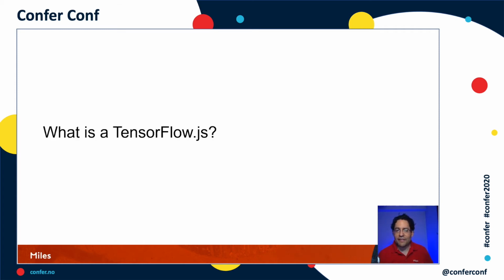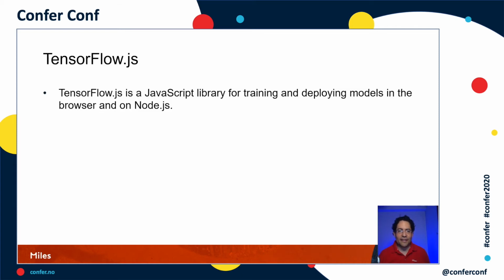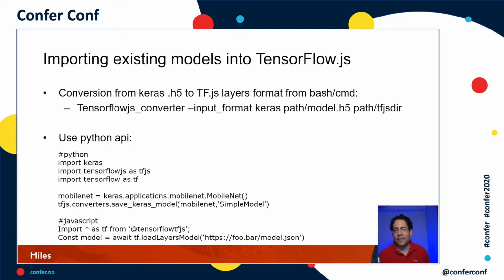But then what is TensorFlow.js? TensorFlow.js is a JavaScript library for training and deploying models in the browser and also on Node.js. So the way that we can do this is we can import existing models into TensorFlow.js. So we can convert an existing Keras H5 model to the TensorFlow.js layers format.